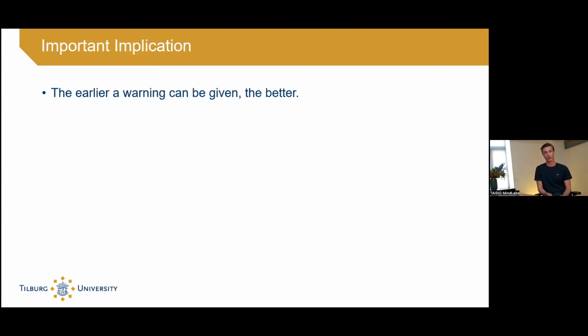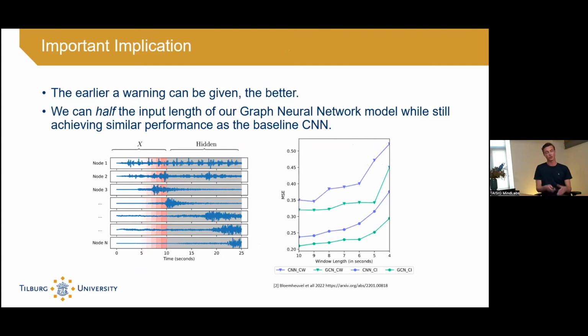And even more interesting, of course, we're trying to give early warnings. The earlier warning, the better. And we tried reducing this input window length to see how far we can go. And it turned out that we can halve the input window length of our graph neural network model while still achieving similar performance to the baseline CNN. And I hope you can see it on the figure on the right. You can see that we have such a head start that even with 5 seconds of data, 50% of the data, we can similarly score compared to the CNN. So this is really crucial since we're trying to give off early warnings.